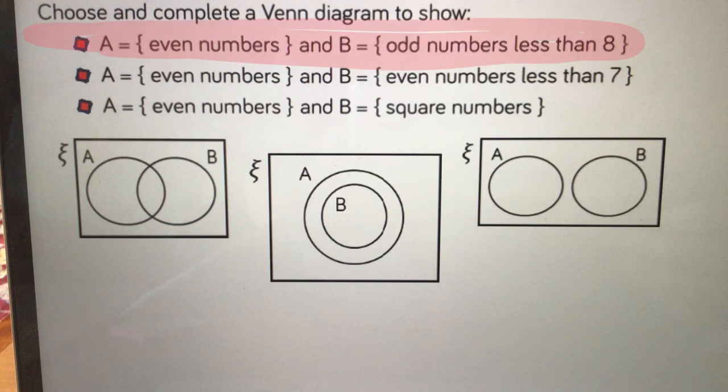Let's look at the options. Even numbers and odd numbers, well, they can't overlap and they can't be inside of each other. So they've got to be distinct from each other. Here we go, so these ones are distinct from each other. They don't overlap. And let's put those numbers in there.